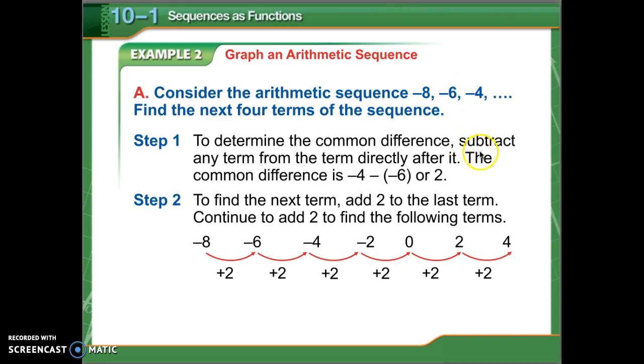The other way you can look at it is what they say here, which is taking any term and subtracting the term that comes before it. So if you did -6 minus -8, or if you did -4 minus -6, every time you'd get 2. Or if you just went -8 to -6, I have to add 2. -6 to -4, I have to add 2. Either way works for finding out the common difference. And then if you just want to find the next 4 terms, you just write your pattern out and you add 2, add 2, add 2, add 2, etc. It's really basic.